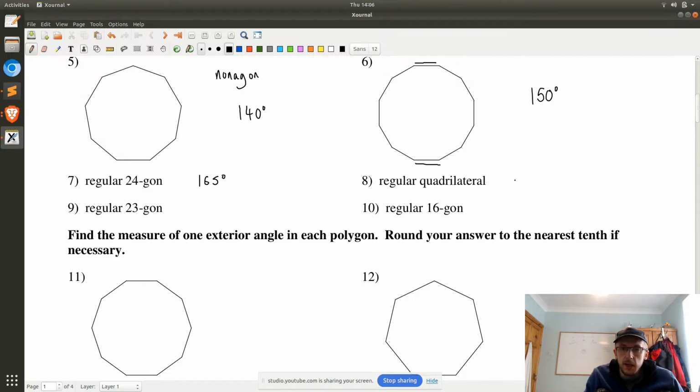For a regular quadrilateral, just 90 degrees because that is a square. For a regular 23gon, 21 times 180, which is 3,780, and then divide that by 23.